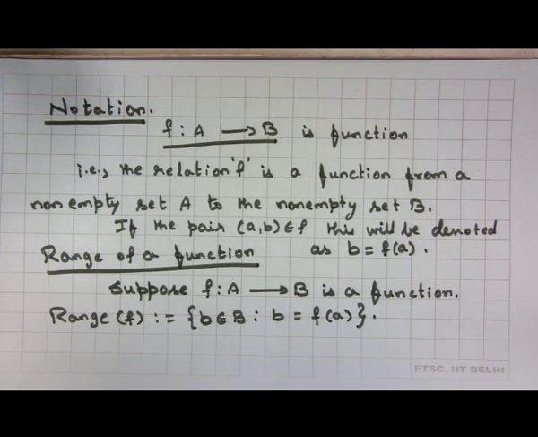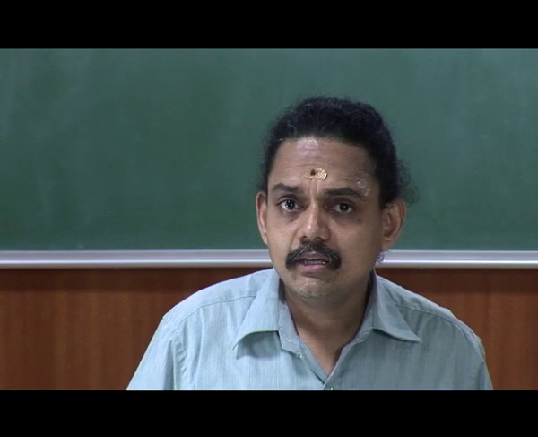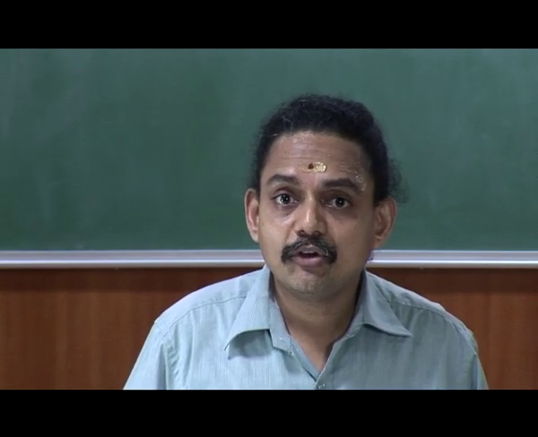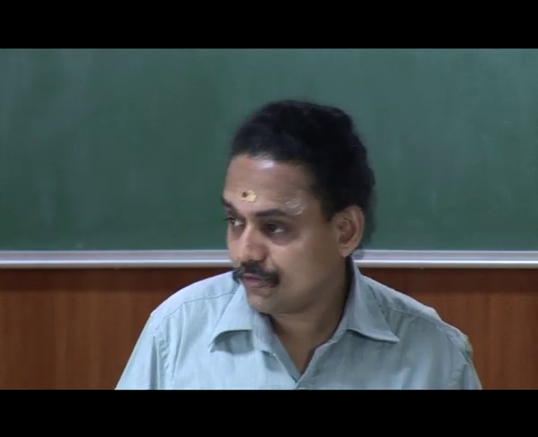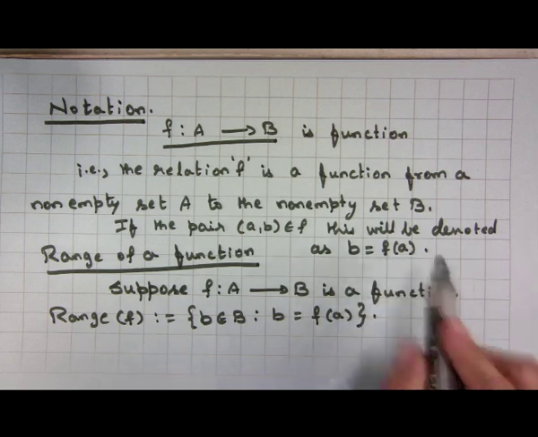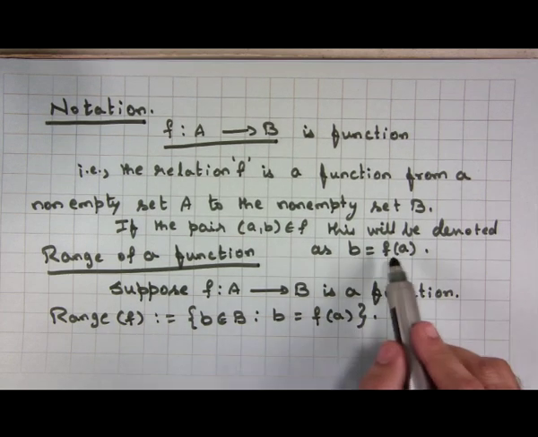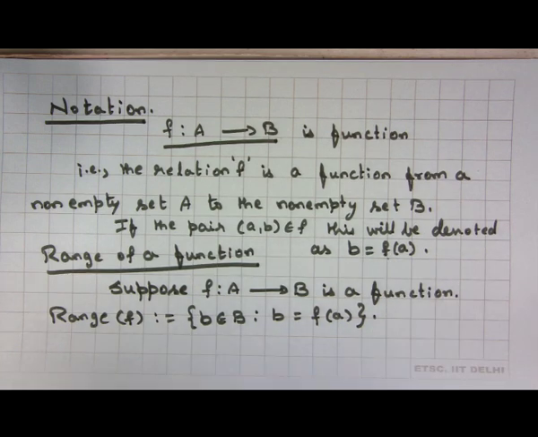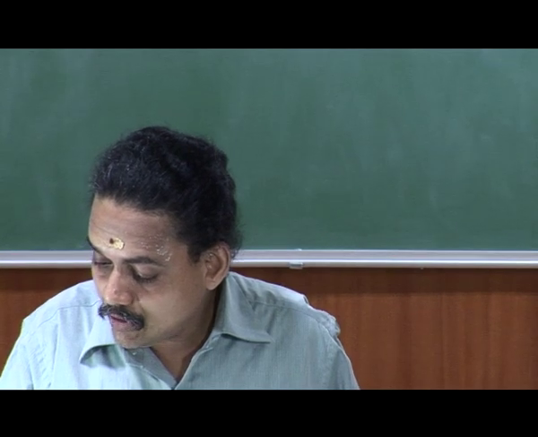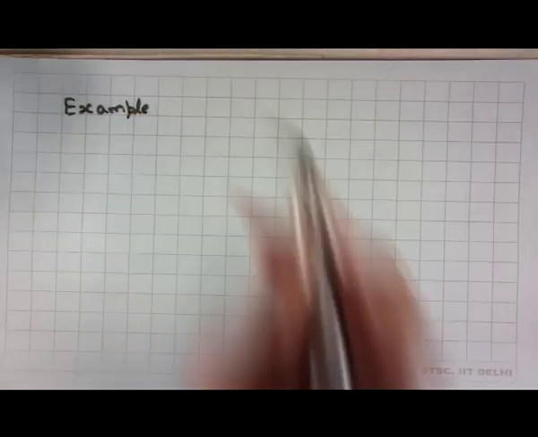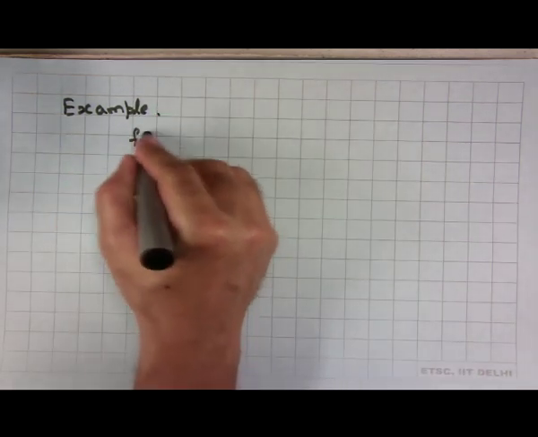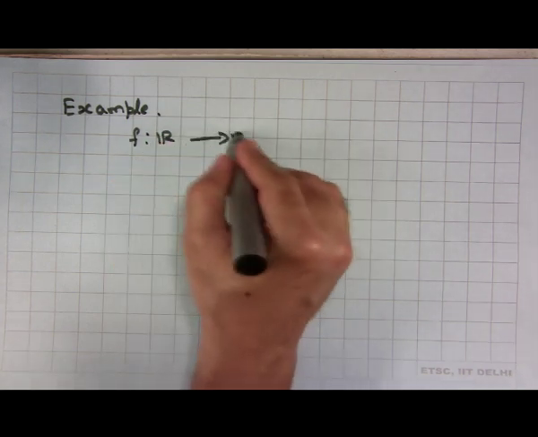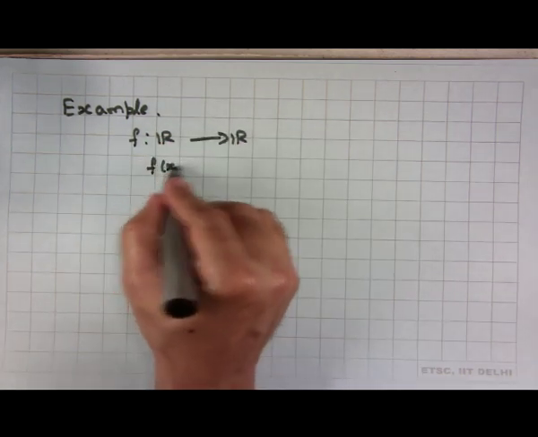All those elements of B, capital B, with the condition that b is of the form f of a, or b is the image of a under the function f. So, by the term b equal to f of a, we mean that b is the image of a under the function f. Now, we had some functions. So, let us try to write down the range for such functions.